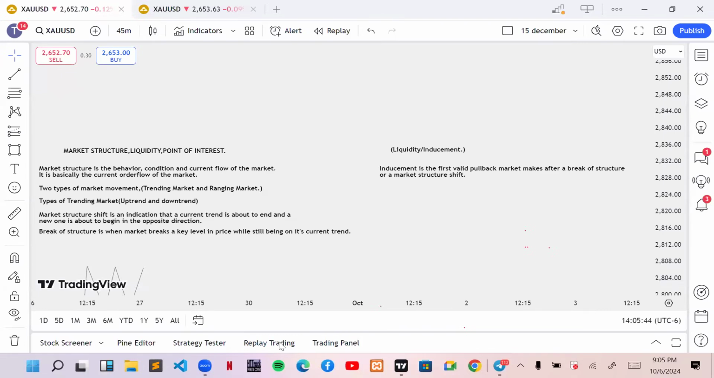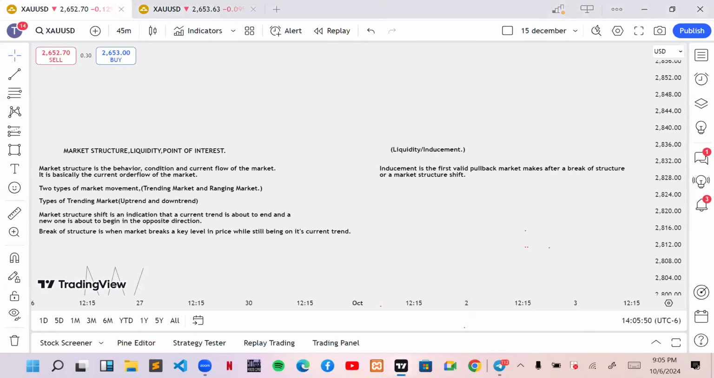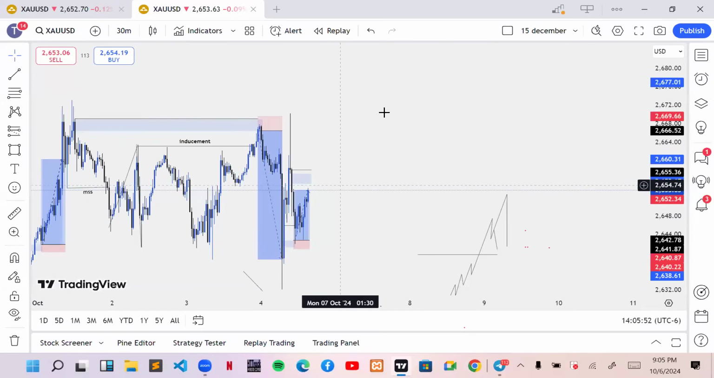There were two pullbacks on gold, but the price took the first one. Yet you called the new pullback a valid one. How? Which two pullbacks on gold? Which pullback? This is the valid pullback that actually pushed the market down. It was this pullback. This is my inducement.